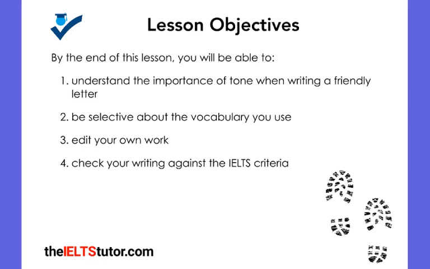So make sure that we understand the sort of tone that you need to have when you write an informal letter. And hopefully also by the end of this lesson, you'll be able to carefully select the sort of words and expressions that you need to use when you write a letter to a friend, a family member, or someone that you have a close relationship with, perhaps a best friend or your wife or your spouse or your children, and so on. Also, at the end of this lesson, you should be able to understand how to edit your own work, as well as to check or measure your writing against the IELTS standard criteria, particularly in General Training Task 1.